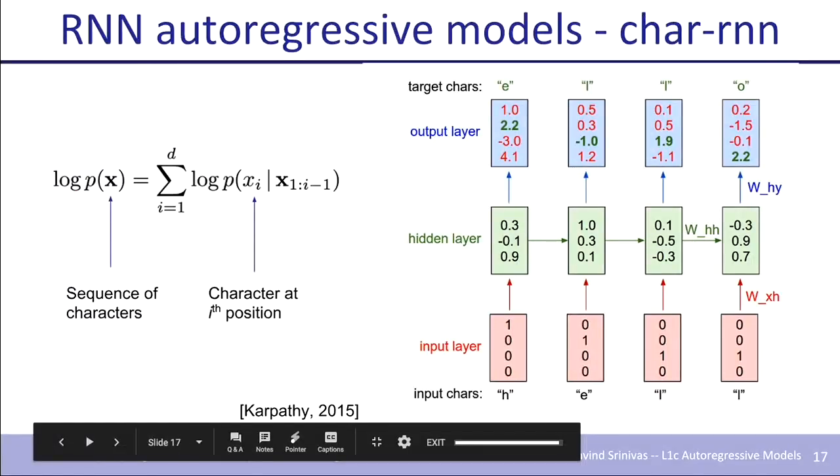Okay, I will talk about one of them. It's called using an RNN. Again, we're assuming that you know what RNNs are. But an RNN perfectly fits into the mold of an autoregressive model.